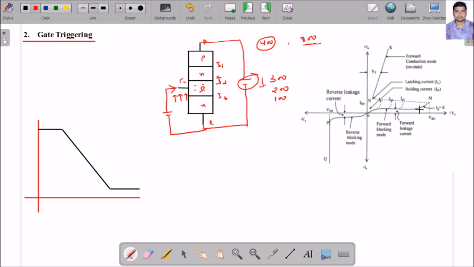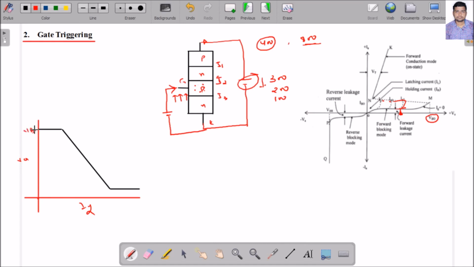Look here. When I am not giving any gate signal, the voltage requirement is VBO. At this point the thyristor will start conducting. But when I give the gate signal, the voltage requirement reduces, it is less than VBO, and the thyristor starts conducting. It will follow the path like this. So the voltage is now reduced due to the application of the gate signal. Suppose this is gate current and this is forward voltage. I have seen that when I am not giving any gate supply, what is the voltage requirement?